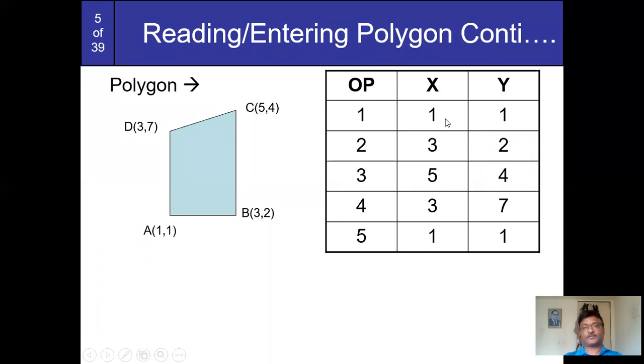Why? See, this is my XY. The first point I am going to draw is 1, 1. Now from 1 to 2 I have to draw 3, 2. I have drawn 3, 2 first. Then 3, 2 to 5, 4. 5, 4 I have drawn.